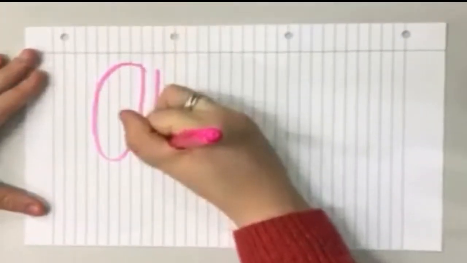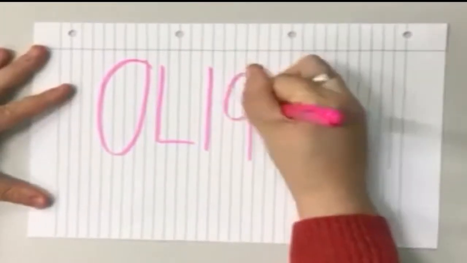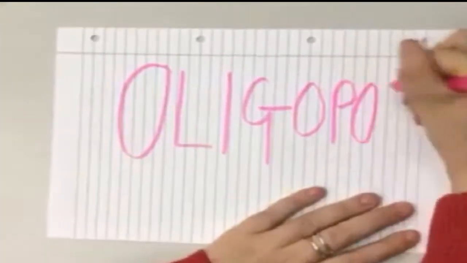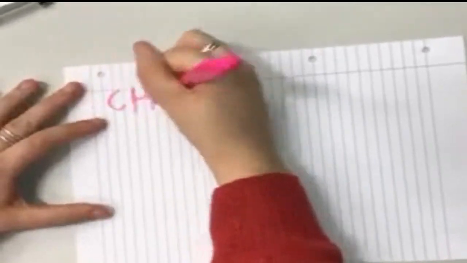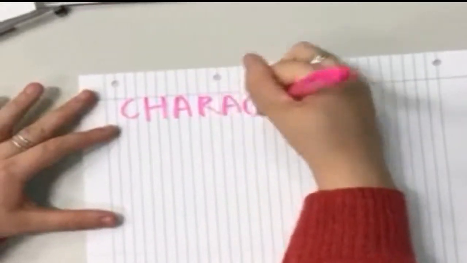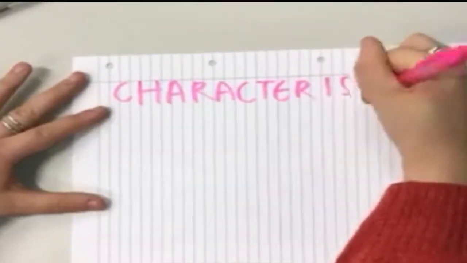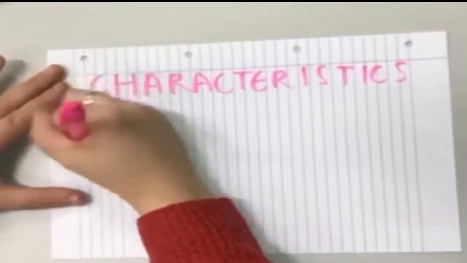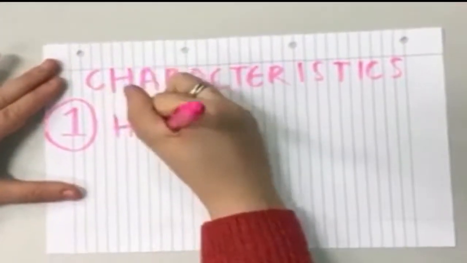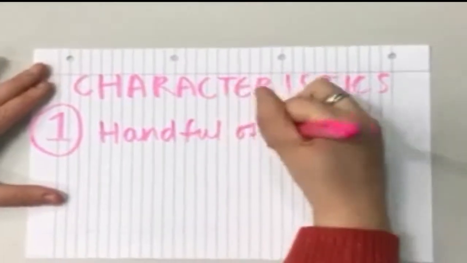Now we will talk about oligopoly. An oligopolistic market can be characterized in the following ways. Generally, there is only a handful of sellers in the industry. Therefore, there is a large number of customers and only a small number of sellers or firms.